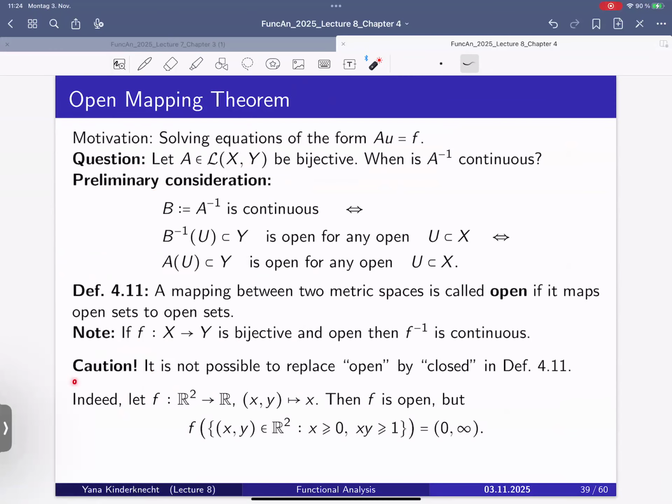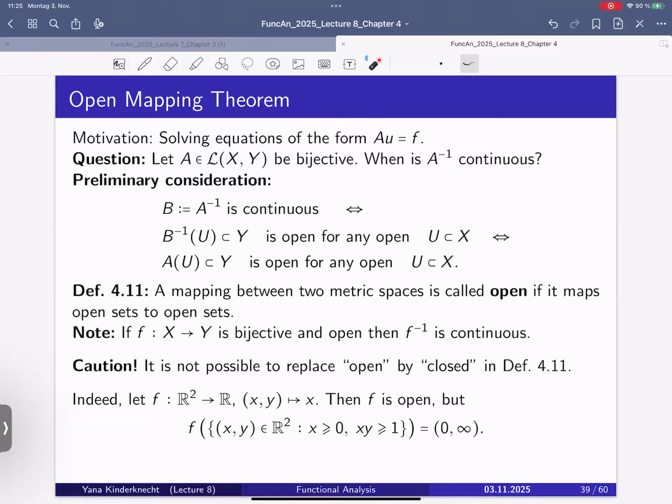Remark. So what is the difference? In the definition of a continuous mapping between two topological spaces, we said that the mapping is continuous if the pre-image of any open set is an open set. And we also mentioned that the word open can be replaced by the word closed. That is, a mapping is continuous if the pre-image of any closed set is a closed set. But in the definition of an open mapping, it is not possible to replace open by closed, because there are open mappings which do not map closed sets into closed sets.